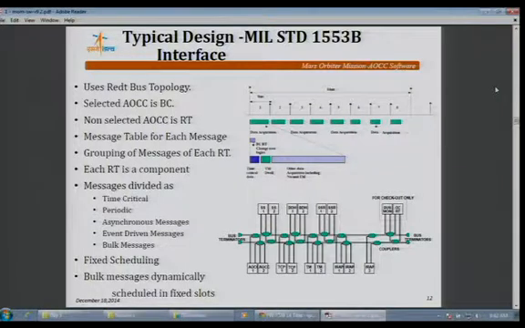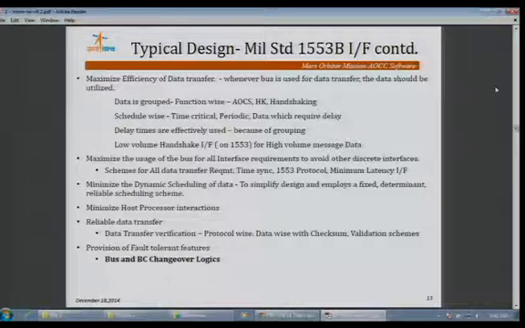Next slide, please. So the basic software design has been to maximize the efficiency of the data transfer. Whenever the bus is used, the data should be utilized. That is the major idea which has been put. The data is grouped function-wise, whether AOCS function, housekeeping function, or just for the interface handshaking. Schedule-wise it is also described as critical data or periodic, and some data which can tolerate delay are also located properly such that the delay times are effectively used. Normally handshaking interfaces are used so that high volume message data is sent after handshaking and after ensuring the data is required. So this is how maximizing the usage has been addressed for all types of interfaces.